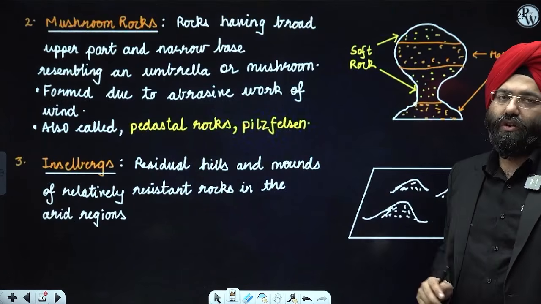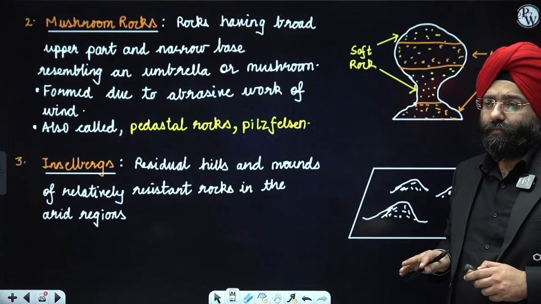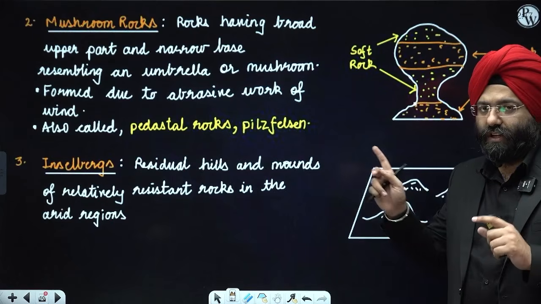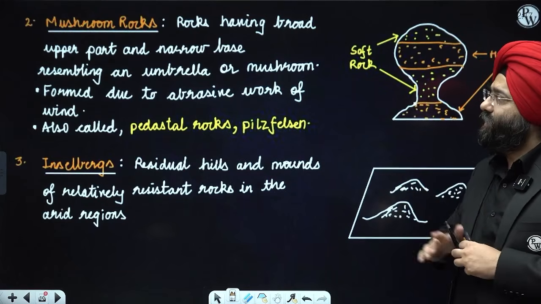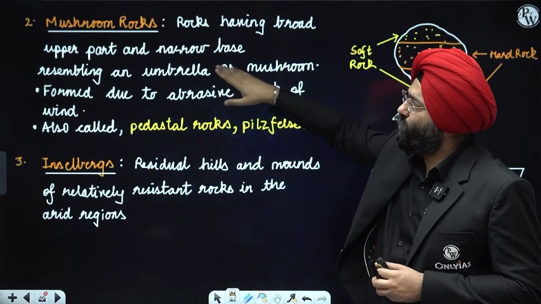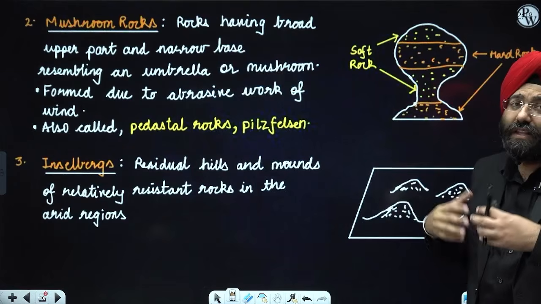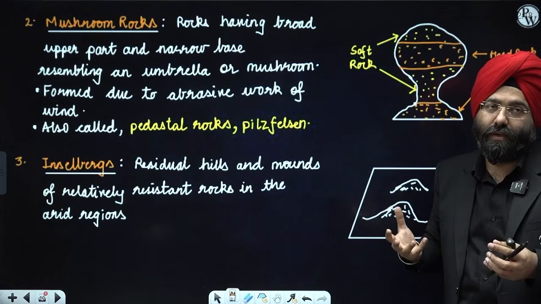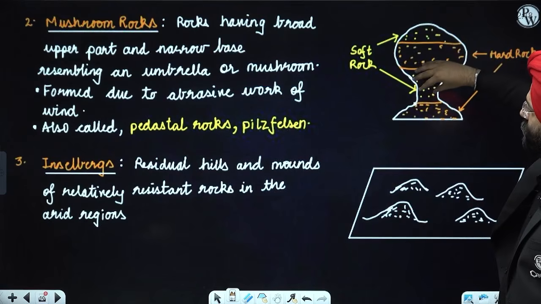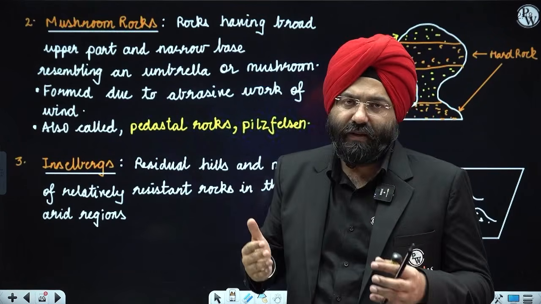Second is mushroom rocks. Now this is something very important you need to understand. Over here, the concept of sand blasting becomes very, very important. You have studied the process, sand blasting. Now see, rocks having a broad upper part and a narrow lower part resembling an umbrella or a mushroom. These are mushroom rocks. Firstly, you should understand why they're named mushroom rocks. It is because of the shape. The upper part is broader and the lower part is narrower. That is why it is known as mushroom rock.